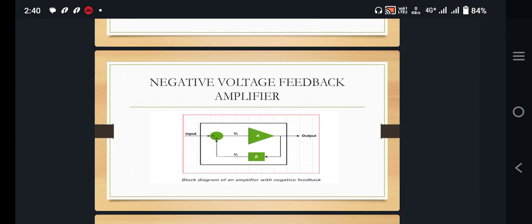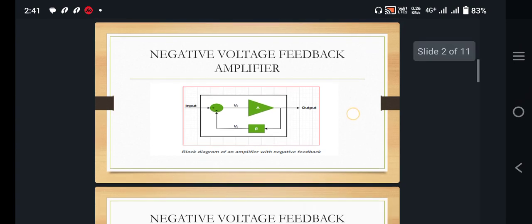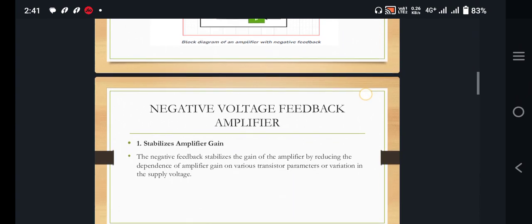The negative voltage feedback amplifier is represented in this block diagram. The input is given to the amplifier circuit. The portion of output is fed back to the input, which consists of the mixer terminal. In the mixing terminal, the feedback is connected to the negative point of the mixing signal, that is mixer.